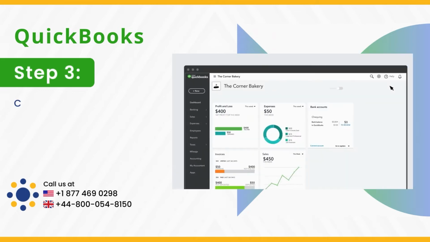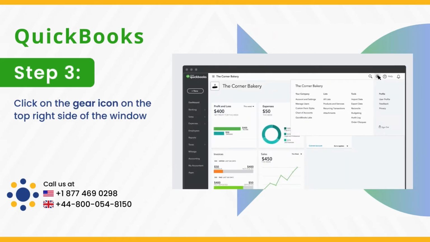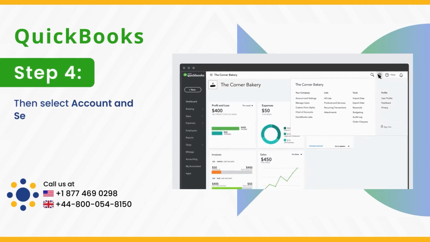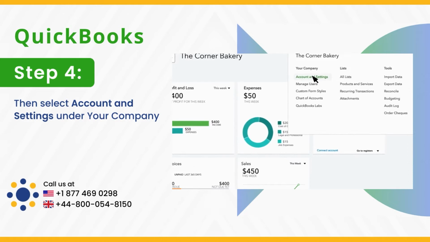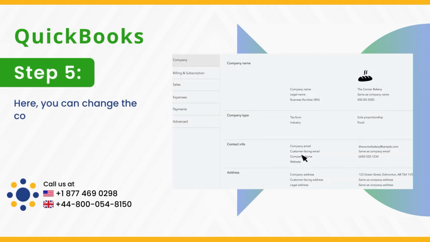Step 3. Click on the gear icon on the top right side of the window. Step 4. Then select Account and Settings under your company. Step 5. Here, you can change the company contact and address information as required.